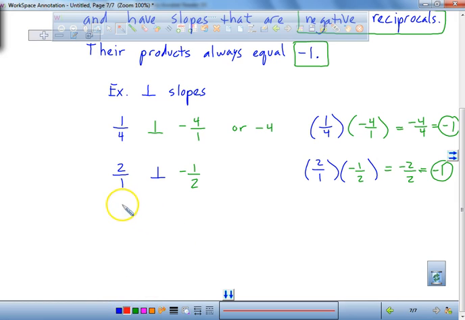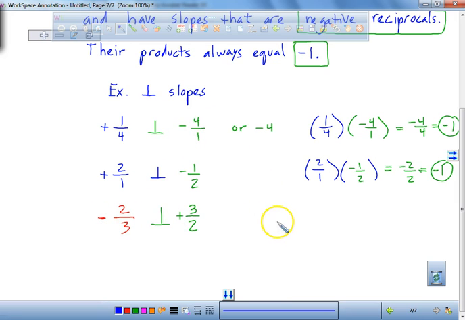I'll do a couple more here. Here we go. Negative 2 over 3. What's negative 2 over 3 perpendicular to? 3 over 2. Yes, I heard you. Positive 3 over 2. So if that's a negative, then this has to be a positive. If we start with a positive, we end up with a negative. This starts negative, we have a positive.